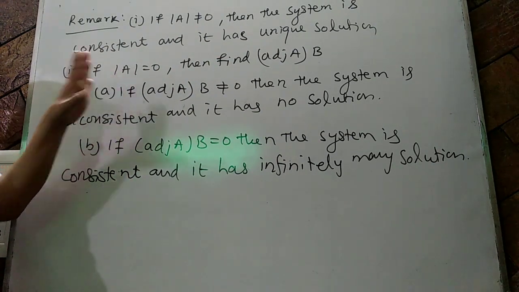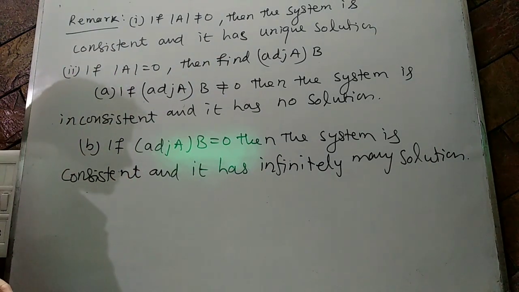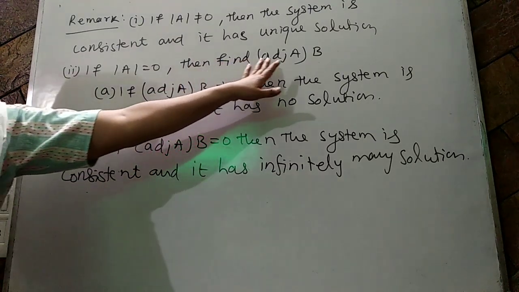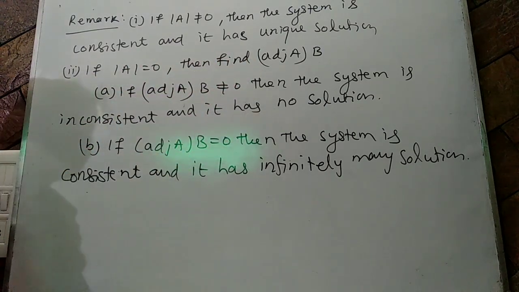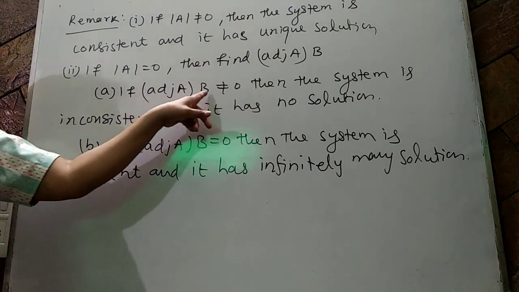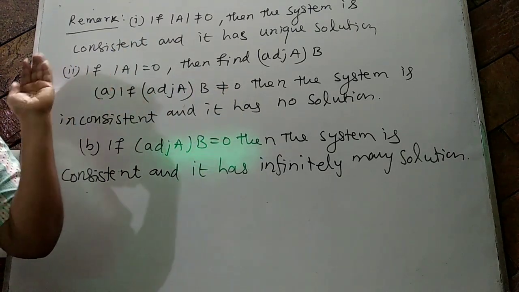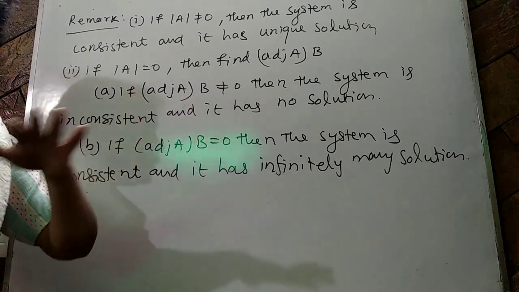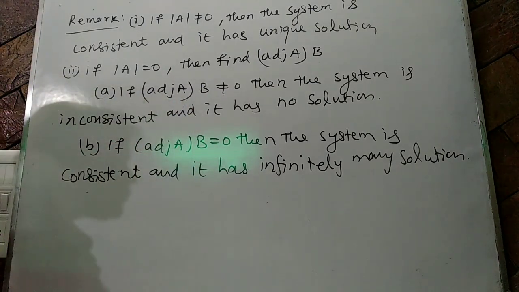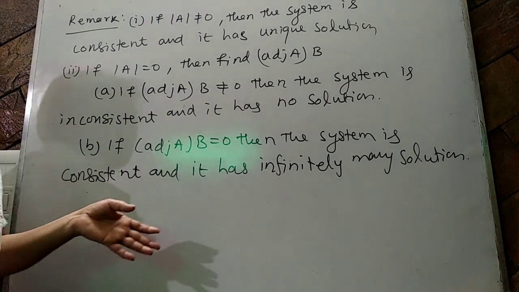If determinant A is equal to 0, we cannot say A inverse does not exist, but we cannot leave the question. This is a 6 mark question. Then you have to find the adjoint of A into B. As per adjoint of A into B, we will get the answer. If adjoint of A into B is not equal to 0, then the question is finished. Then the system is inconsistent and it has no solution, meaning we cannot move further in that question.